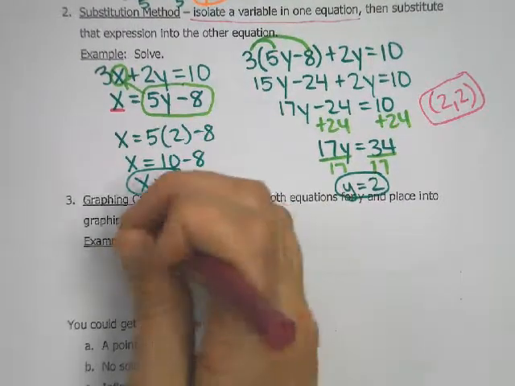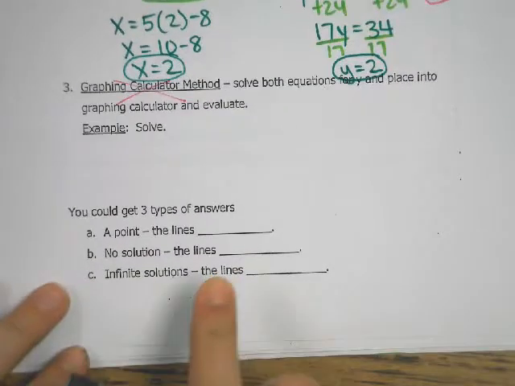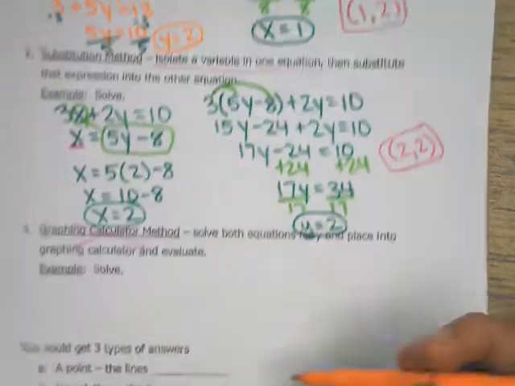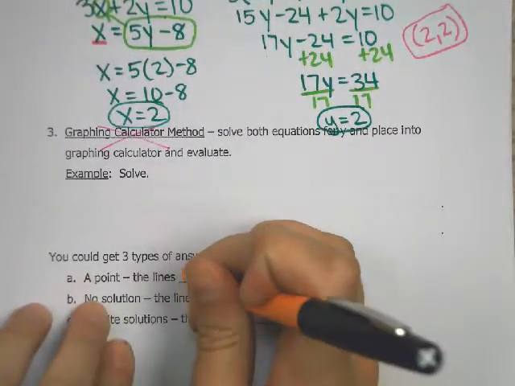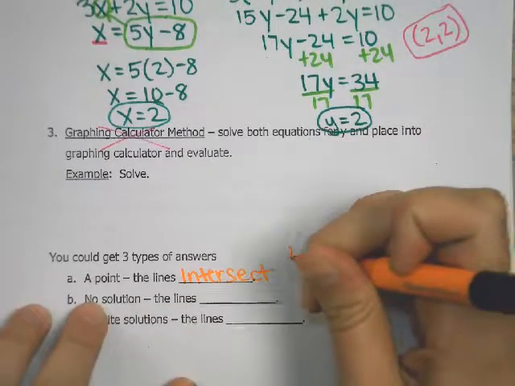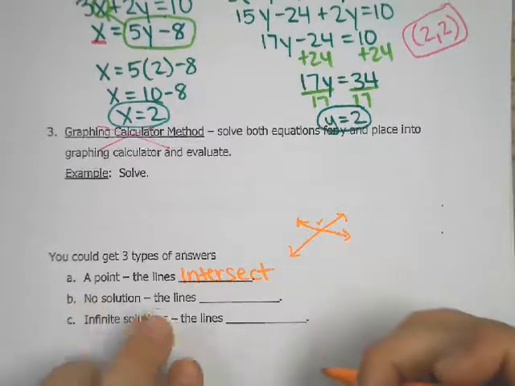We're going to skip the graphing calculator method for now because we won't have graphing calculators in the room today since I'm not at school, but we'll come back to that. It's a cool method. Whenever you have a system of equations, you could end up with 3 different answers. You could end up with a point, which is what happened in both of these cases. This means that the lines intersect. So we're looking at something like, here's one, there's the other, and there's our point.